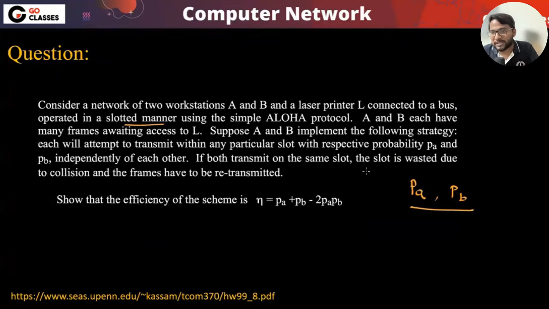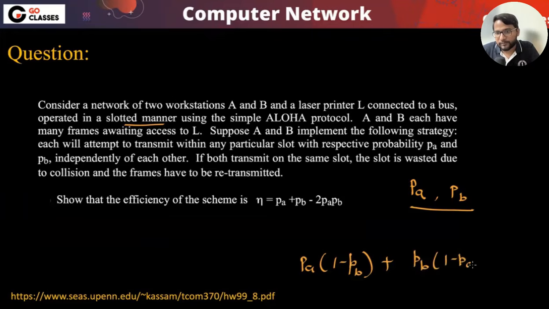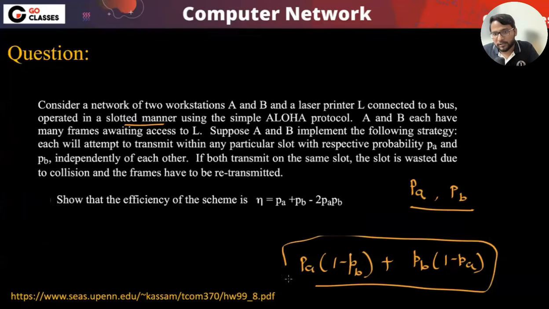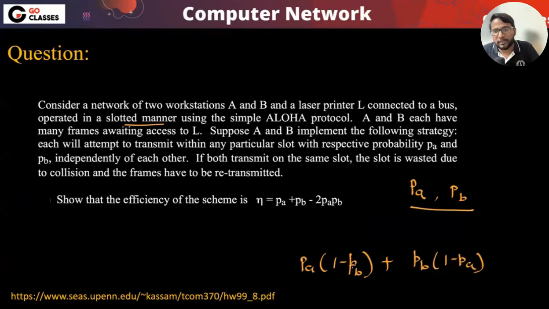If both transmit in the same slot, the slot is wasted due to the collision and the frames have to be retransmitted. So the efficiency of this scheme is this. What is the efficiency? Efficiency means that exactly one transmits in the given slot. So what is the probability that exactly one transmits? Either A transmits or B transmits, right? So can you tell me if A transmits, then B doesn't transmit, right? And if B transmits, then A doesn't transmit. So if you just sum this up, it will be just the same as this. Okay, you can just check it. PA plus PB minus 2 PA into PB. Is this okay to everyone?